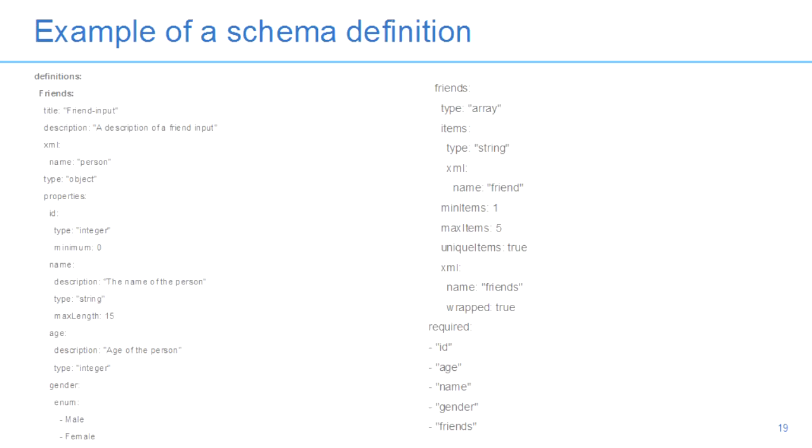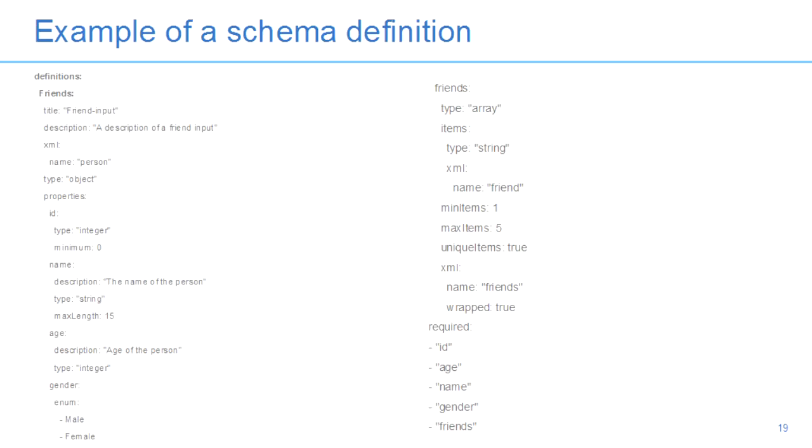So this is just an example of a schema definition. You can see it's actually defined in YAML because it's part of the Swagger, but it is really a JSON schema object that's defining, here, just some friends input. It's going to have various properties. One's an ID that's a type integer, another one's a name, which is a string that has a maximum length of 15. Then you have an age, which is an integer, a gender, which is an enumeration, can be either male or female, and then you have a friends array type, which can have a minimum of 1 item, maximum of 5, and so on.